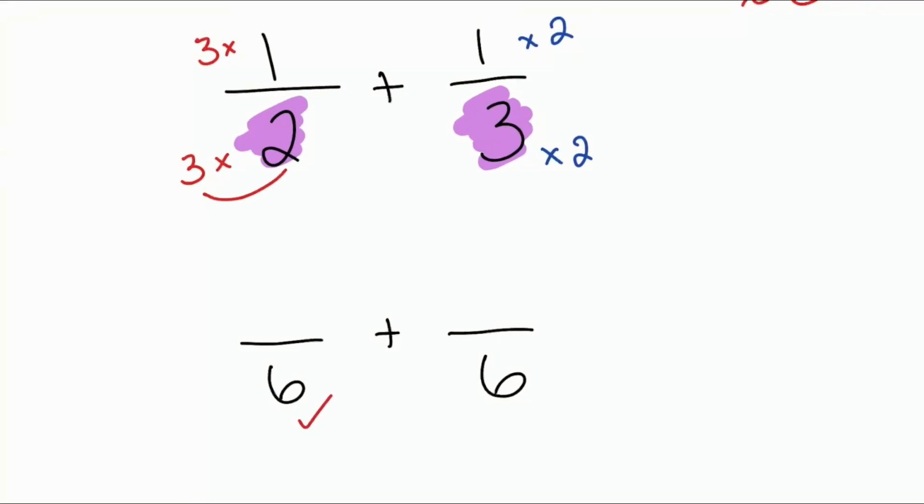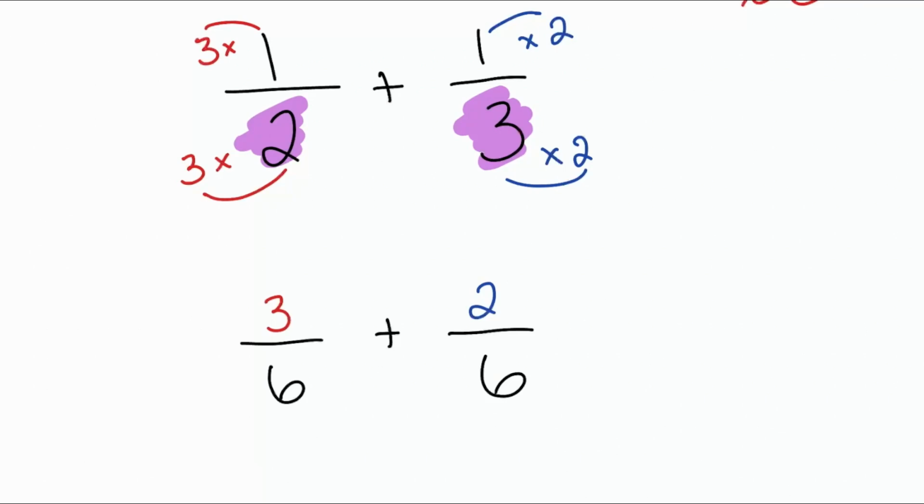3 times 2, that's 6. So we knew that would be there. 3 times 1, that'll be 3. Then we have on the right side, again, 3 times 2, that's 6. We knew that that was the case. But here, 1 times 2, that's going to be 2. Now that we're here, everyone, 3/6 plus 2/6, what will that give us?